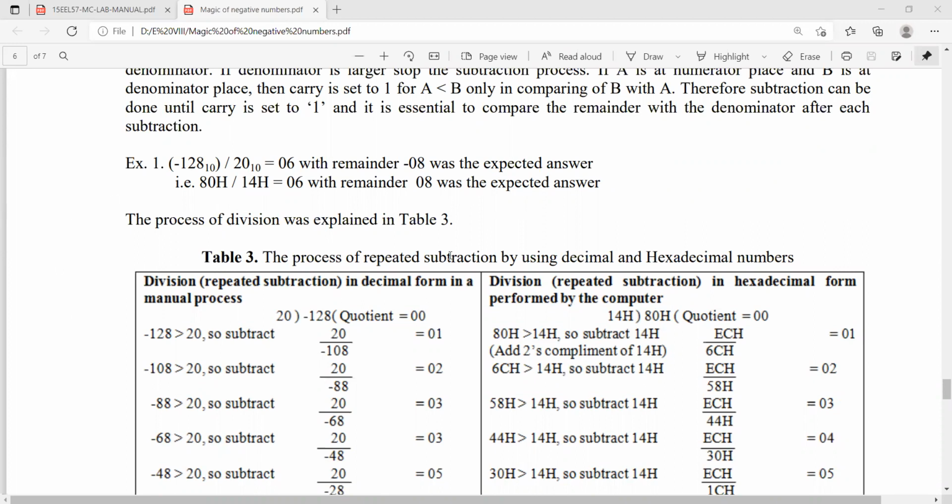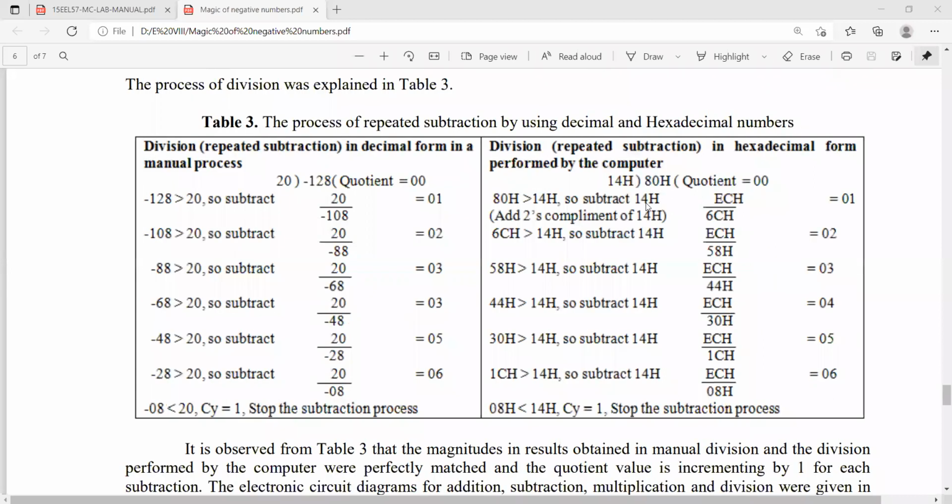128 in hex format is 80, and this 20 can be 14H. The process appears like this. 80, subtract one time, 60. Subtraction means 2's complement format. Again subtract like this. For each subtraction you can increment this quotient value by 1. One subtraction over, add 1. Another subtraction, add 1. Like this you can continue.